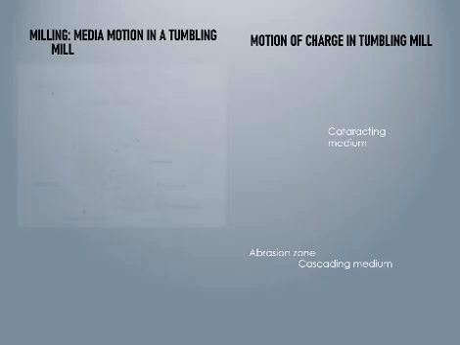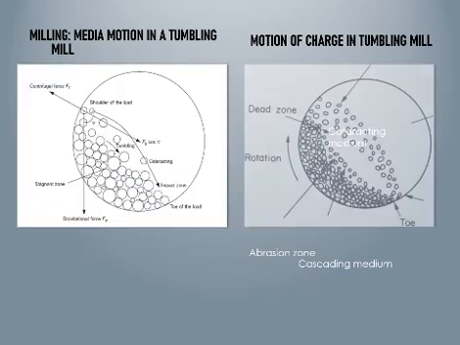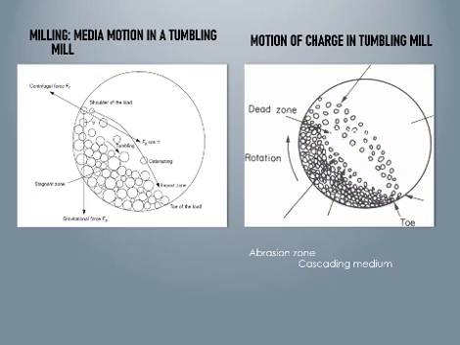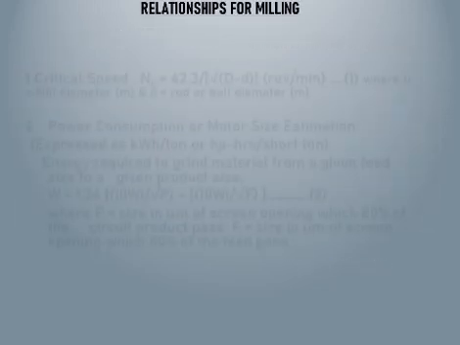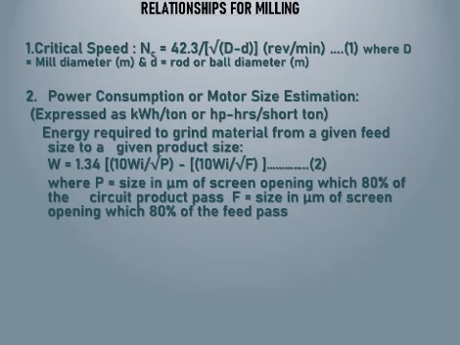Milling, medium motion, inter-tumbling mill. So we have these mills, and over here we have the motion of mills. Relationship for milling: critical speed, Nc equals 42.3 over the square root of the diameter, and we have the formulas right there. We have power consumption or motor size estimation, and we also have formulas right there.